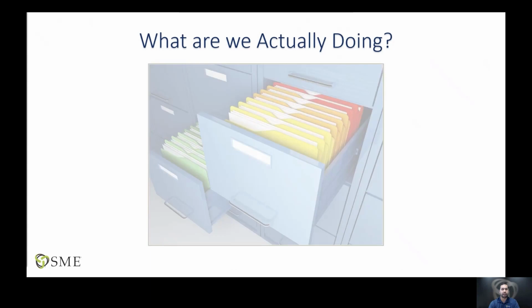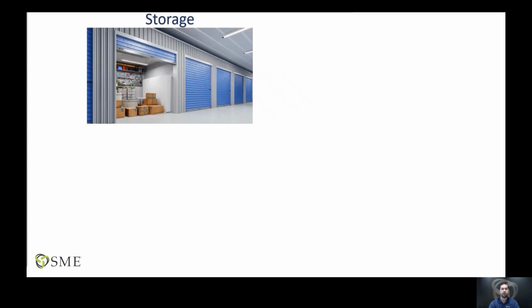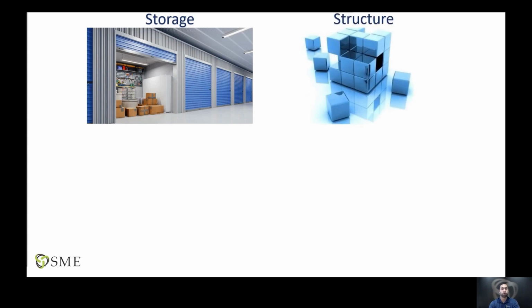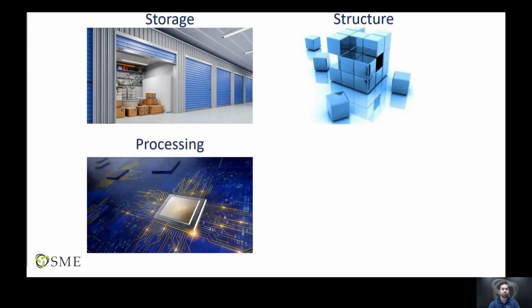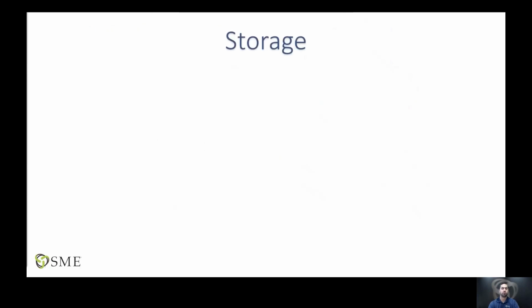Really, at the end of the day, we're working with files. We're putting files somewhere and we're retrieving them through a specific mechanism. I know it's an oversimplification, but I think that's really what we're doing at the end of the day. But how we do that revolves around four different things: where we're storing the data, the structure of the data, how we're able to process that data with compute and memory, and who is managing the data. So let's break down each of these four categories, starting with storage.